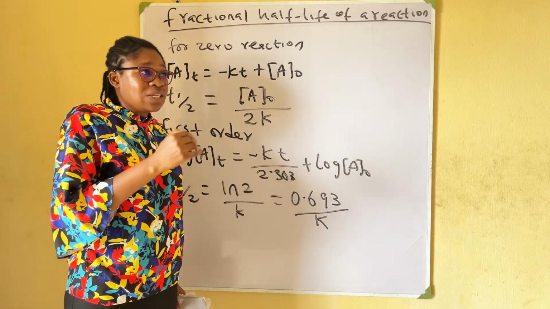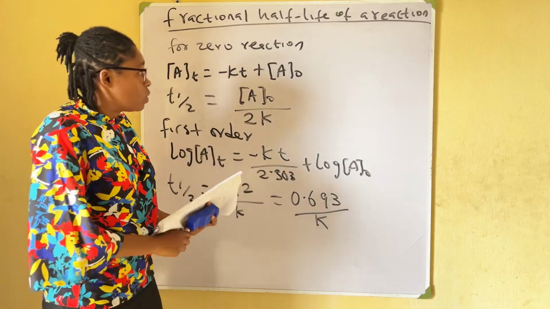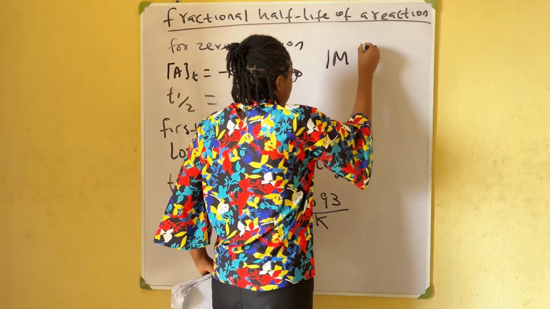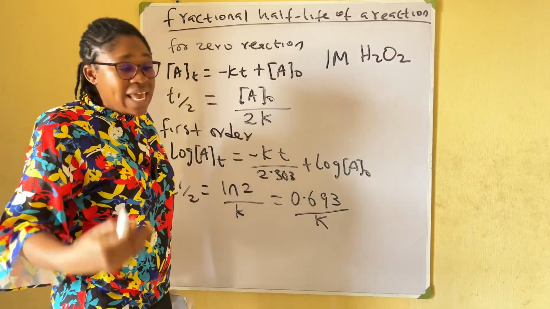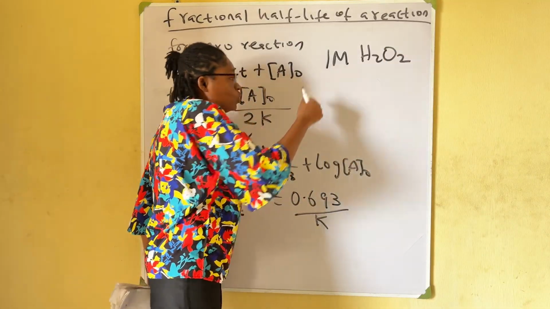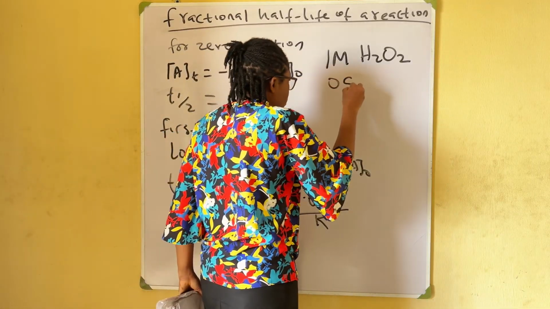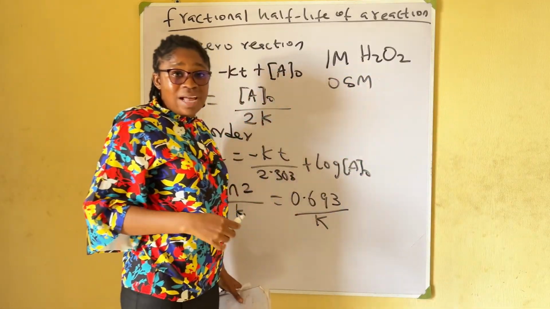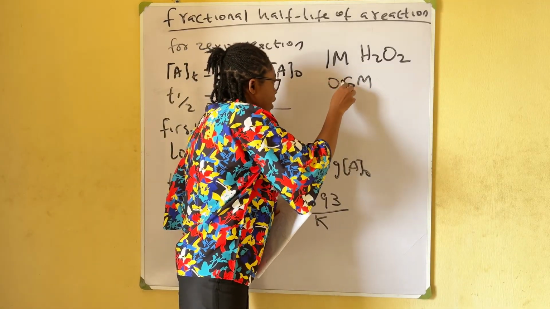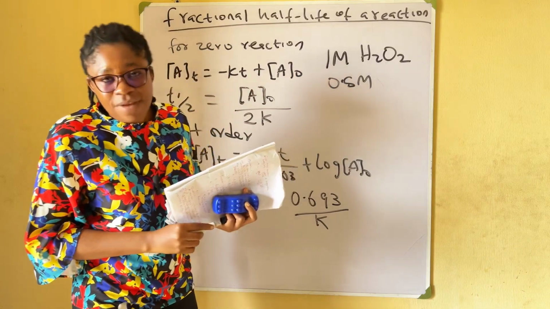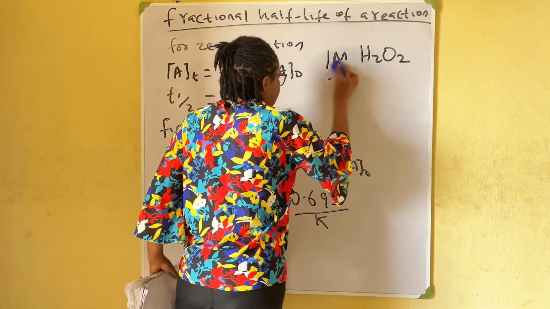For example, if you start with 1 molar concentration of hydrogen peroxide, it means that the time it will take this concentration, which is 1, to reduce to half of it, to reduce to 0.5 molar concentration, that's what it means by half-life. The time it will take 0.5 molar concentration to reduce to 0.25, and so on and so forth. That's what half-life simply means.